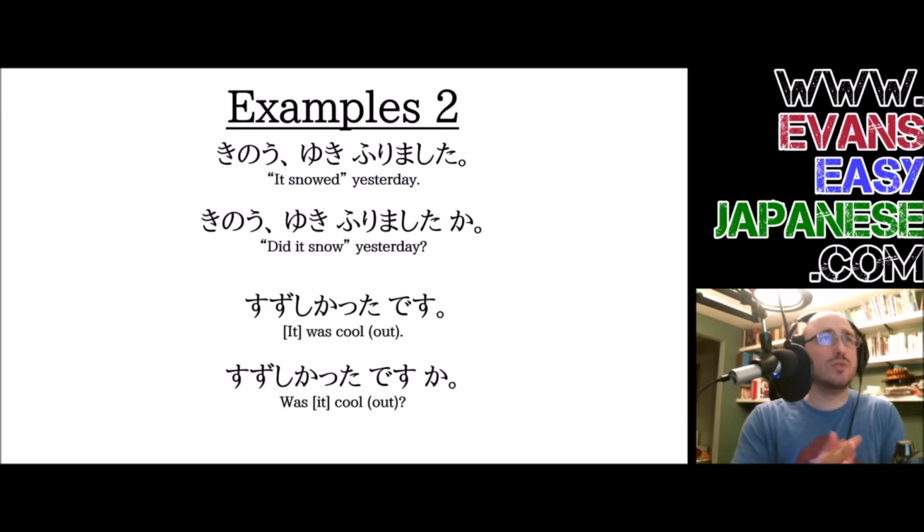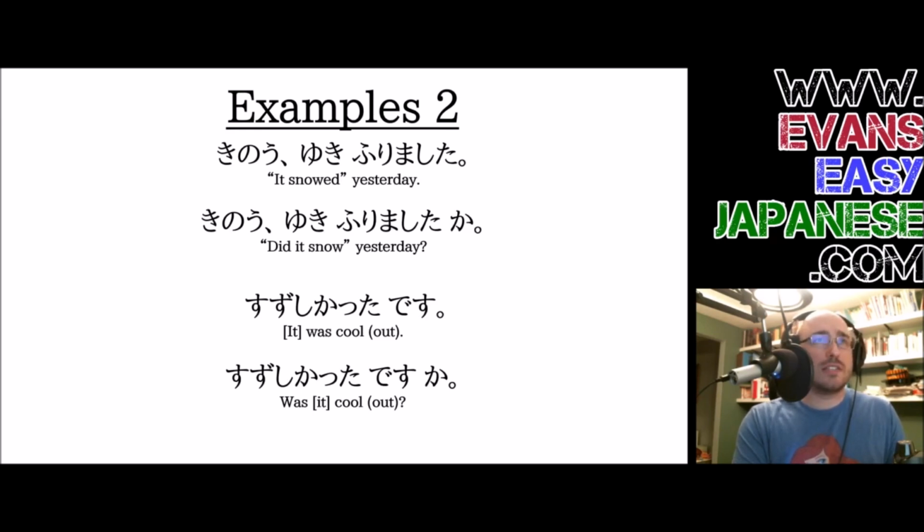Examples 2. We got verbs and we got past tense. Actually, these are all past tense, aren't they? These are all just past tense. So, kino yuki furimashita. So, it snowed yesterday. Kino, yesterday. Yuki, snow. Furimashita, it did precipitate in such a manner as yuki.